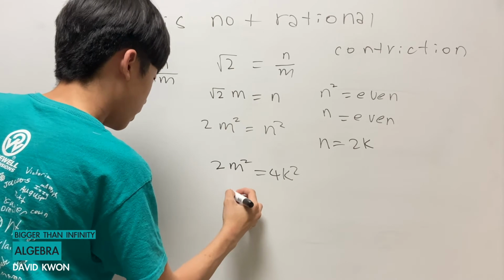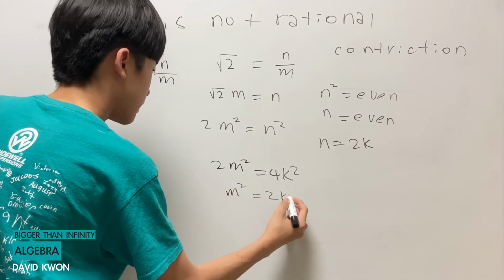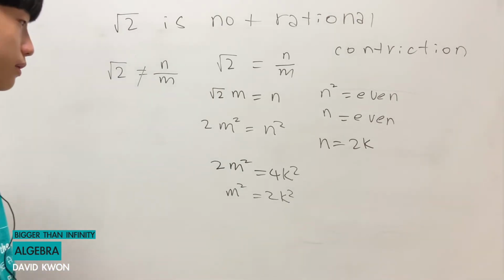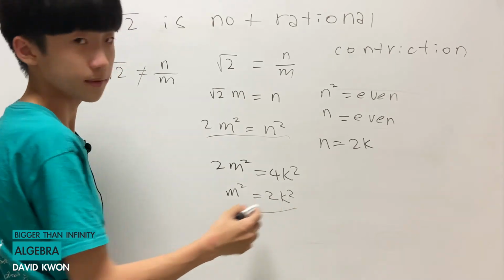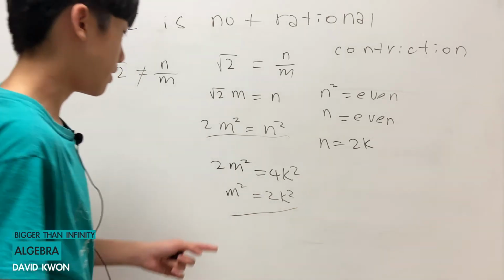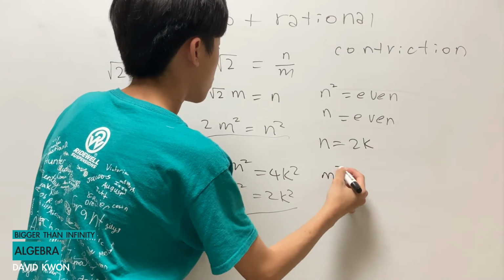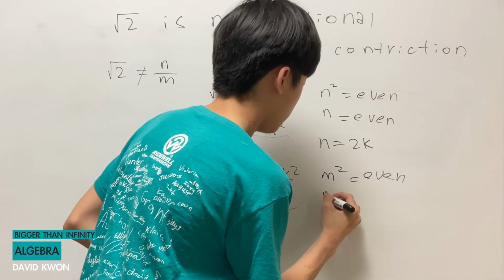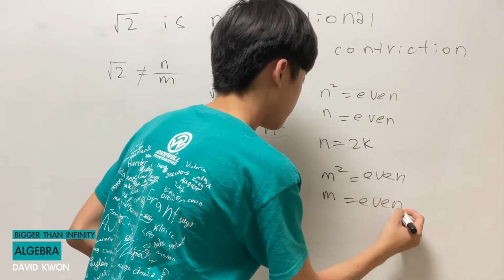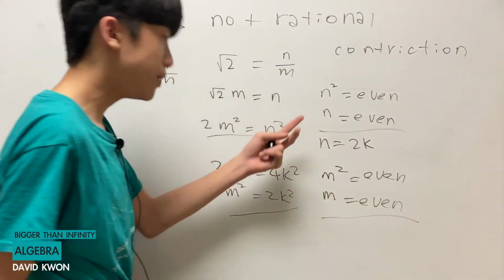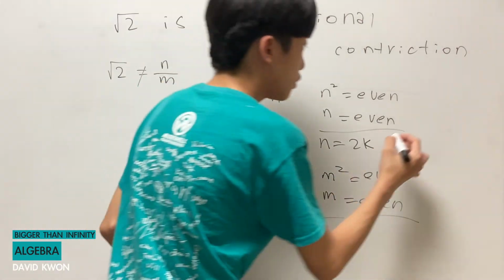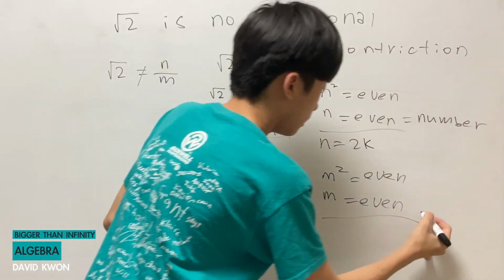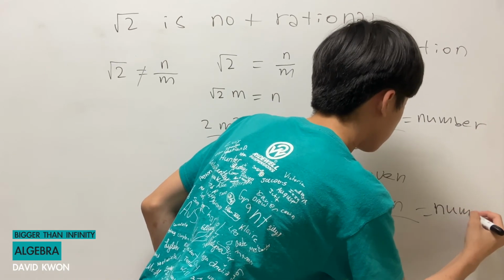Now let's divide by 2 on each side. Now, do you see the same kind of pattern? Because there is a pattern. This and this, right? It's common sense by now that m squared is even. And from what I have explained earlier, now m is even. Okay? So n is even, which is equal to a number. N-U-M-B-E-R. And this is also a number, right?